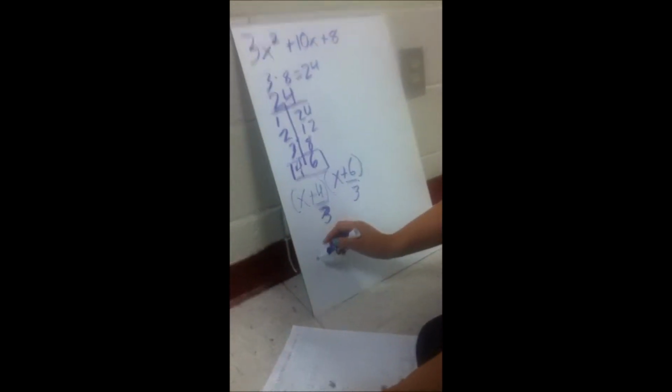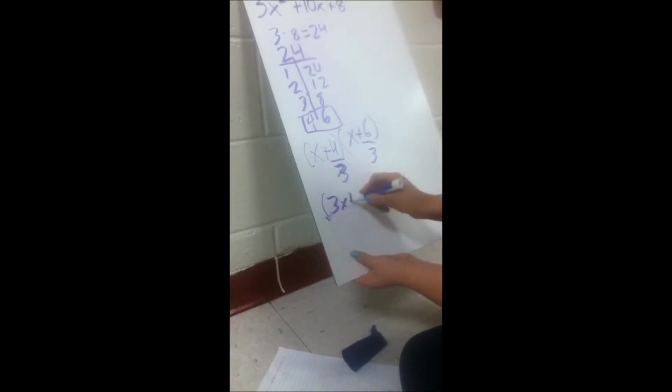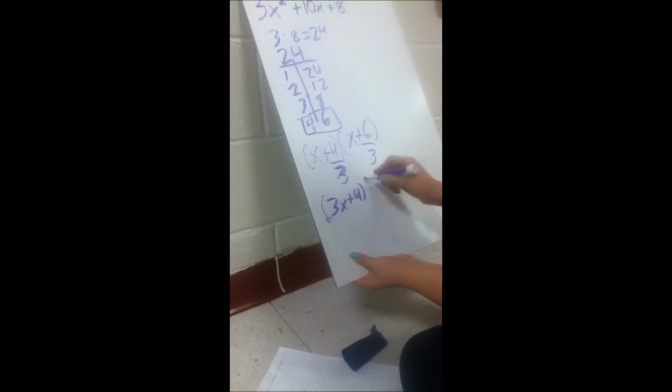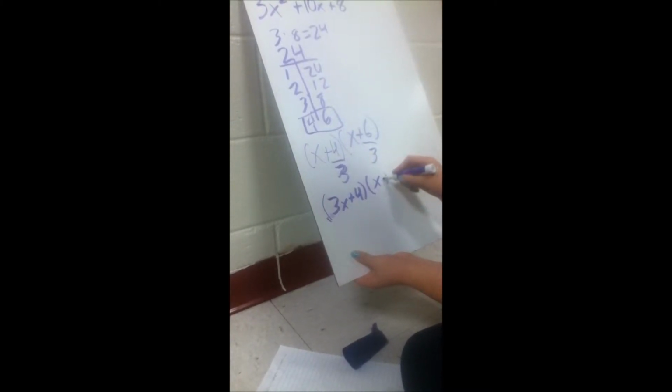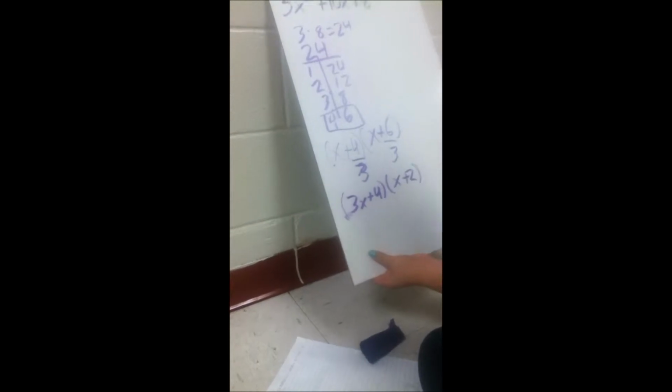So your equation will be x plus 4 and x plus 2, because you're dividing it into this column 1.